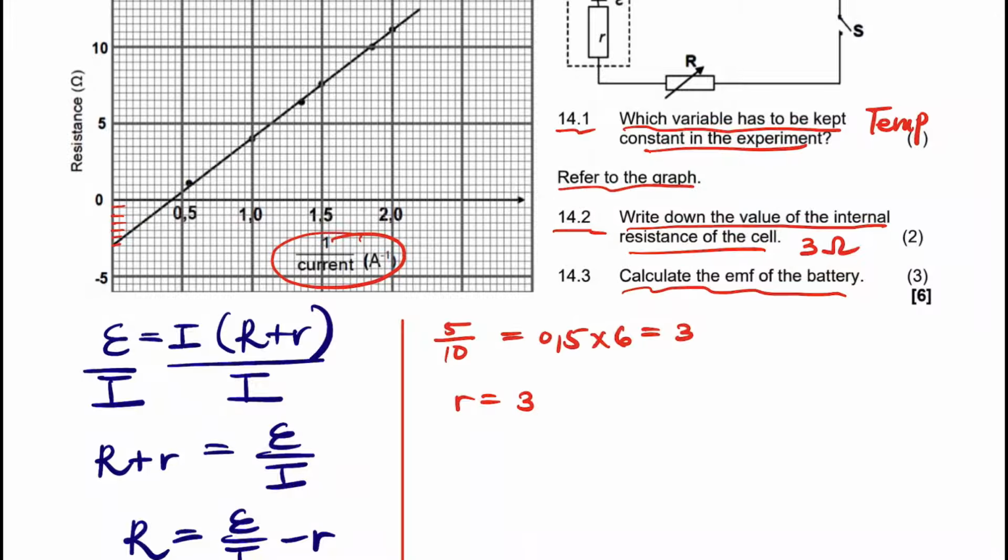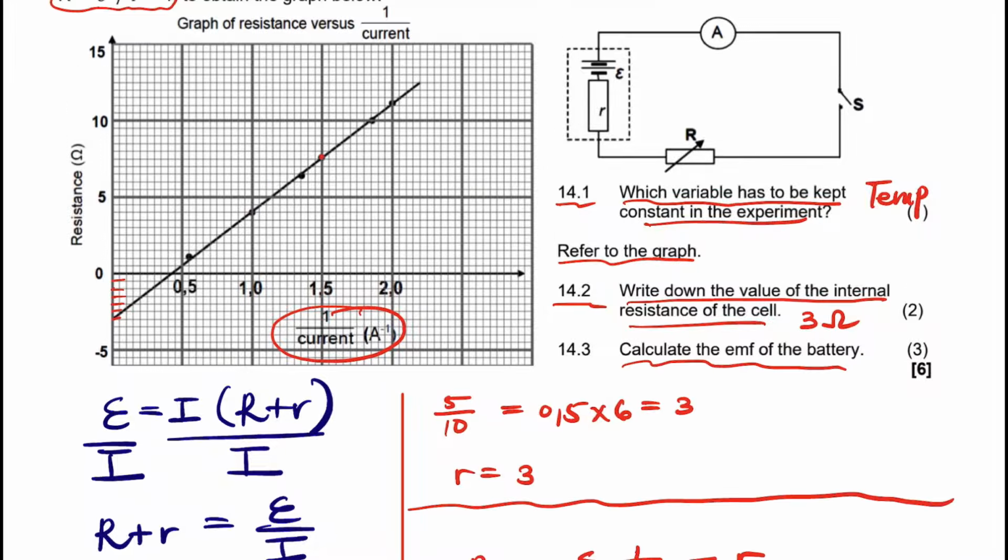Now in 14.3, which is the last question there, right? Calculate the EMF there. So I'm going to take this point. This point, guys, it's 1.5 is 2. What is this point here? So that's 5. It's going to be 5.5, 6, 6.5, 7, 7.5. So it's 2, 7.5.